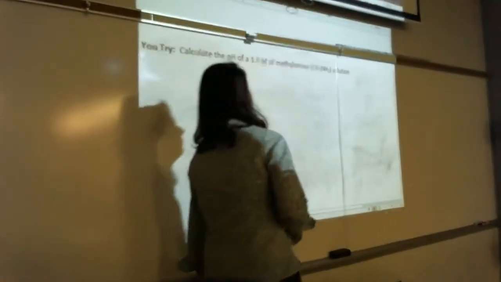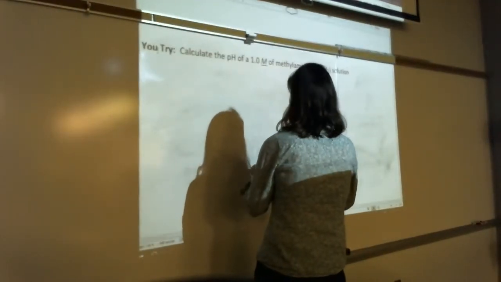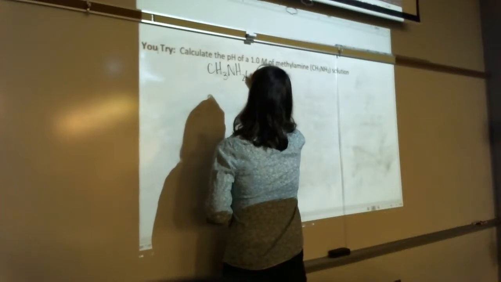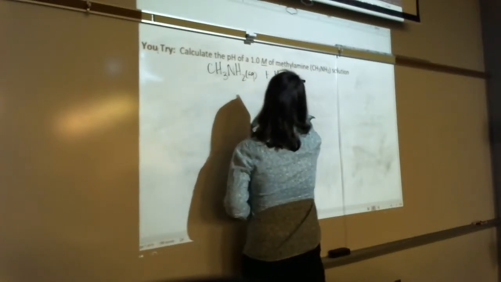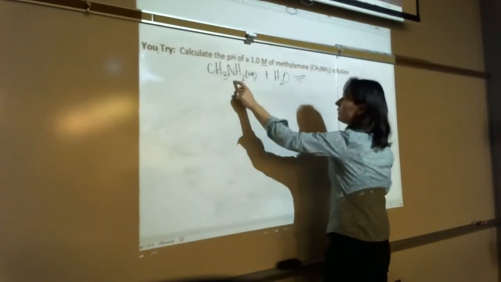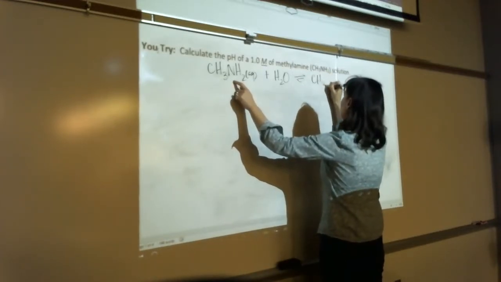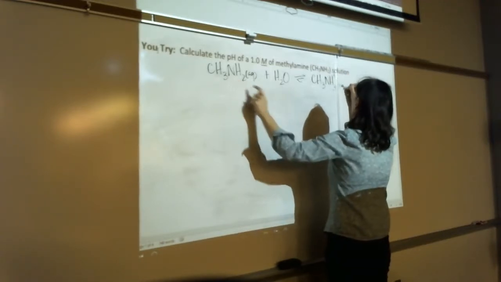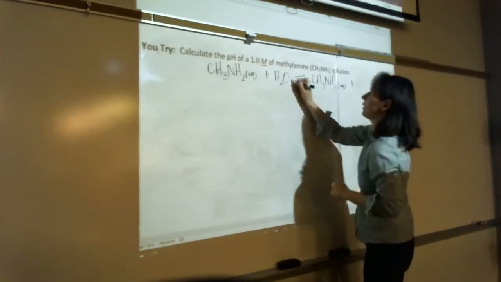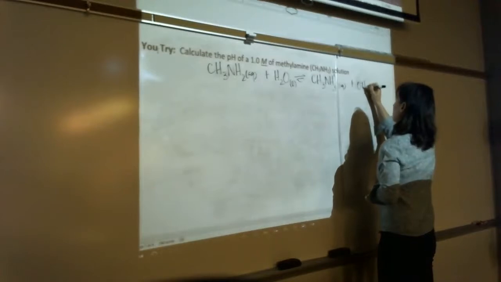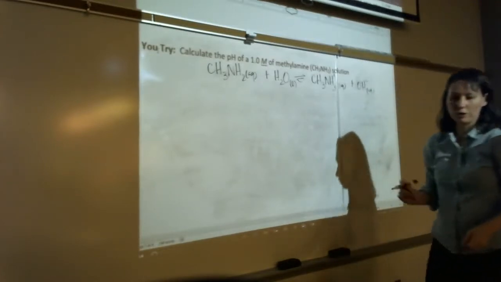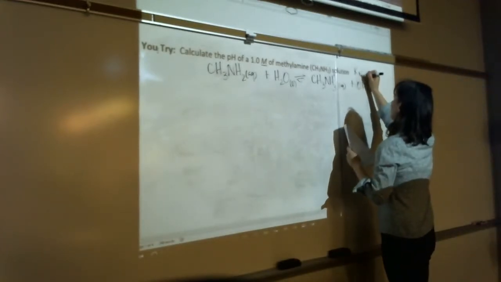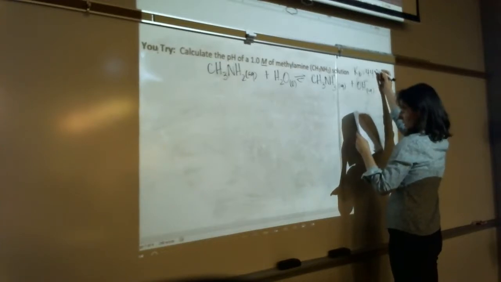So methylamine, CH3NH2, plus water. So what is this going to become? CH3NH3, don't forget the charge, plus. Right. And then what's our other product? OH minus. Yes, gotta have that charge. Okay, and I looked up the Kb value and I got 4.4 times 10 to the negative 4.